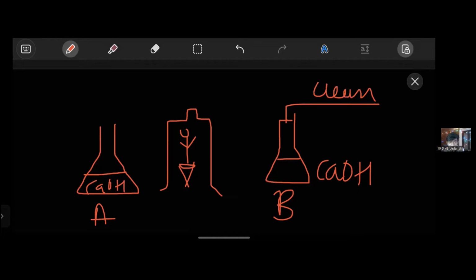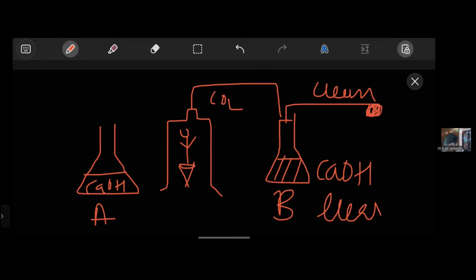This side is all clean air. It is CO2 free. It doesn't have CO2 because here the lime water does not turn milky; it is clear. If it turned milky here, that would have indicated that CO2 was already present. Here soda lime is added to extract any moisture, so that the air is pure.